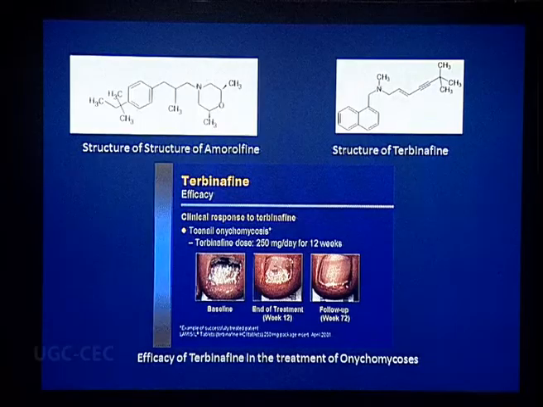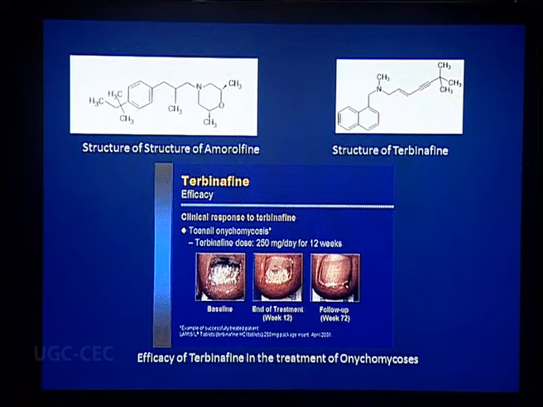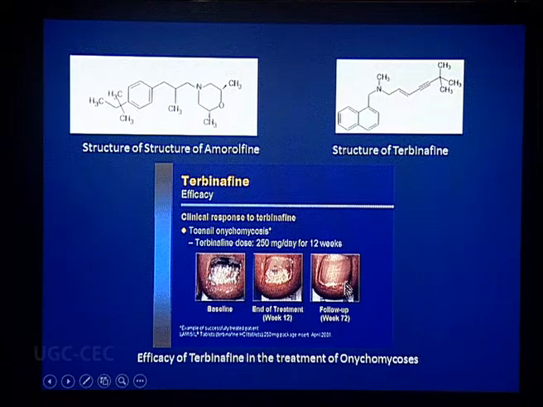There are other drugs as well. Amorolfine is one drug, but ultimately at the end of the day, terbinafine is the best drug. You can clearly see this is the condition of the nail initially. After, say, 12 weeks of treatment, say 250 milligram per day, it is a long-term therapy. This drug will be acting on the nail, and you can see it is working miraculously. After 72 weeks, almost a new nail has developed and hardly there is any sign of infection. So terbinafine at the end of the day is the most useful drug in the treatment of onychomycosis.